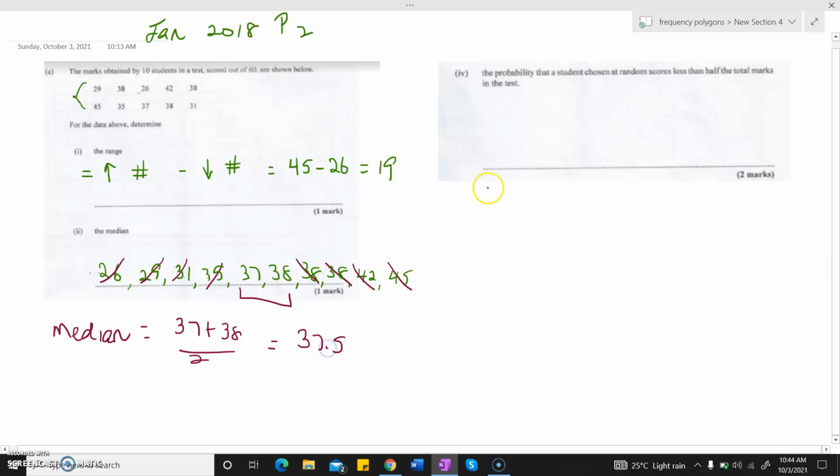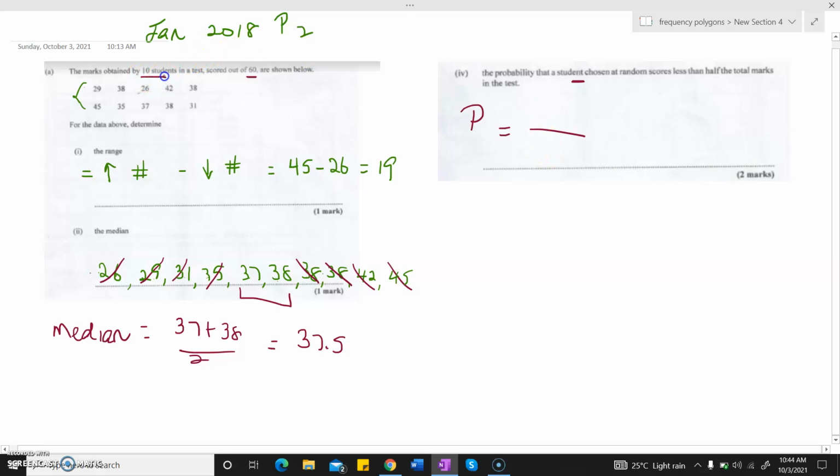And now the last part: the probability that a student chosen at random scores less than half the total marks in a test. Now they said the test is out of 60. Less than half the total. Before we even get to that, the probability is going to be a fraction, as I always said. What's the total number of students we have in the class?